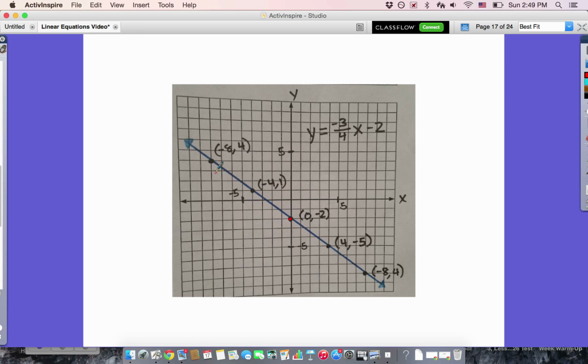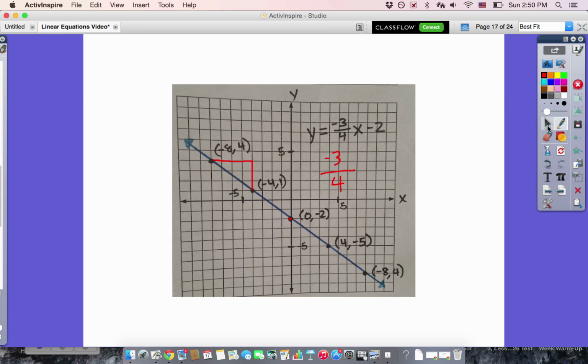Okay, and I also want to talk about slope. So remember, slope is for every x that grows, how does my y change? Okay, so for every x, so here I have 4 x's, and then y decreases by 3. So y decreases by 3 for every 4 that x grows. So this is my slope here. Okay, so if you can see, it matches the coefficient of my x.